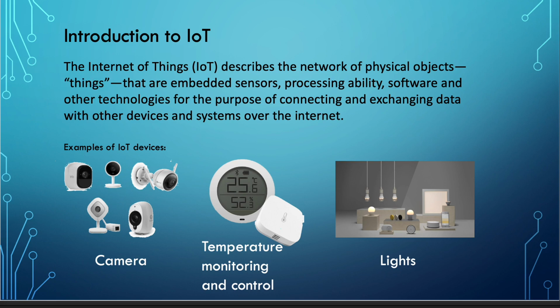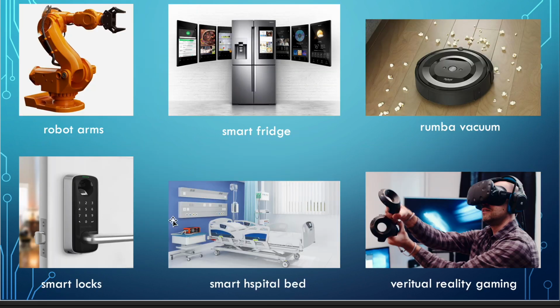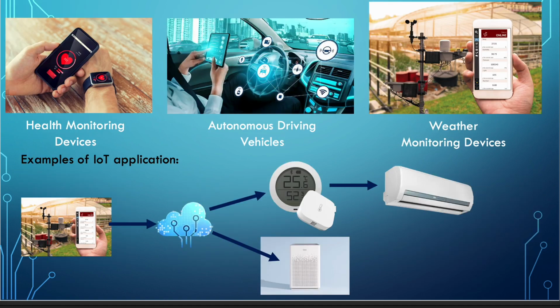The things in the Internet of Things: we talked about cameras, lights, temperature monitoring, motion sensors, right? We gave more examples, from smoke detectors, robo arms, to smart hospital beds, smart locks, autonomous driving vehicles, health monitoring tools, to weather monitoring tools. Then we looked at applications of these devices, how these devices communicate with each other for different purposes, right?